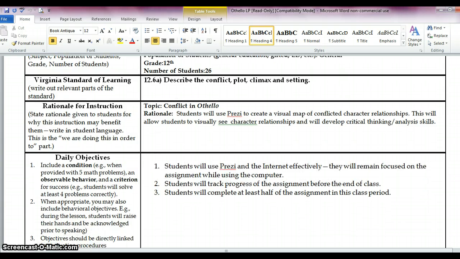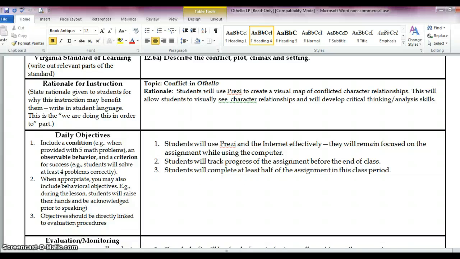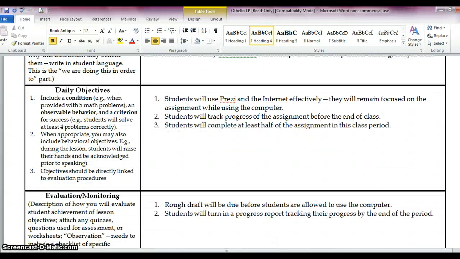It's pretty straightforward using Prezi to create a visual map, and that is a great way to have kids actually see the relationships of characters, because it is hard in various Shakespeare plays to see all those interconnected workings, especially with names that may not be familiar to them. They already have kind of a language barrier there, so this will be a way to really break everything down to make sure they understand it.